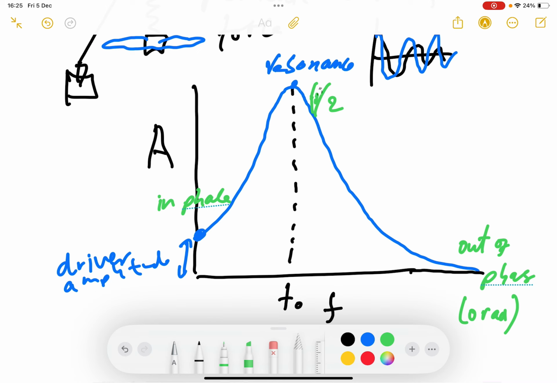Crikey, the autocorrect murdered that, didn't it? Why is my rubber not working? Here we go. So we'll have another go at writing pi over 2. Oh, that's survived a lot better, hasn't it?